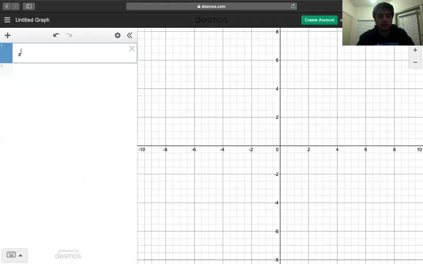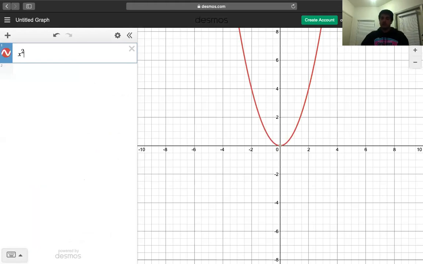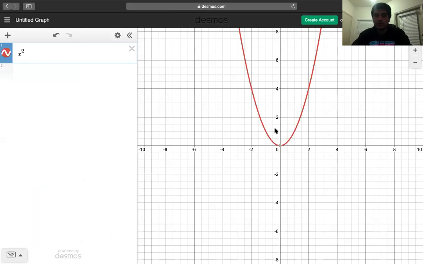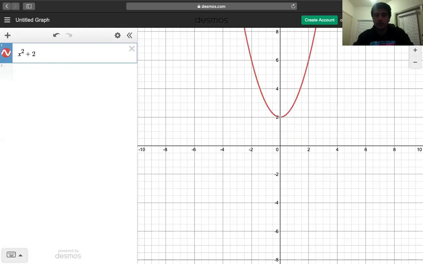So we always start with the parent function, right? That's what we're comparing it to. So we have x squared. So if we remember what we talked about on Thursday, we talked about vertical translation. Vertical translations were when I had a constant at the very end. So I had something like +2, okay? So see how that looks. x squared is right here, right? But if I put a +2, it goes up 2 units. It vertically translates up 2 units, okay?